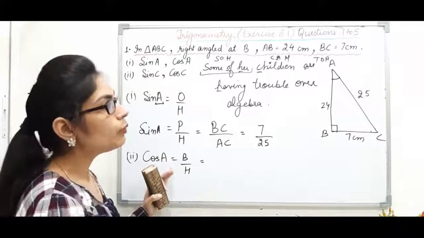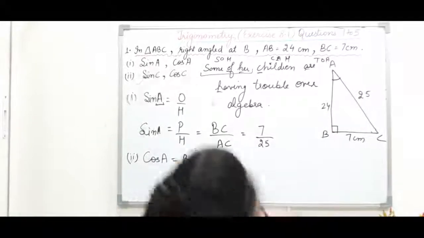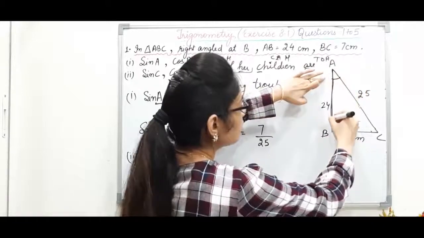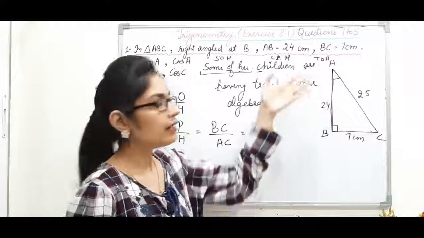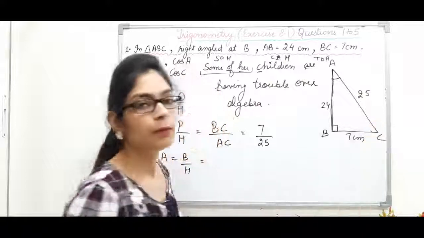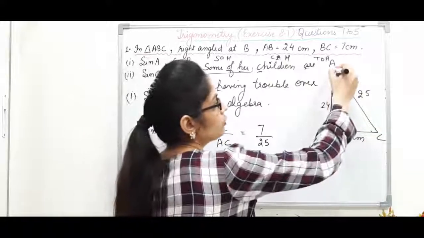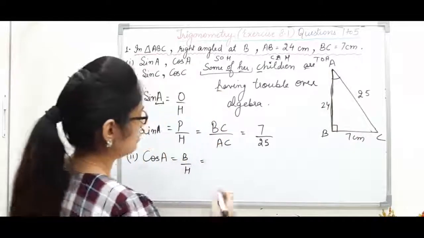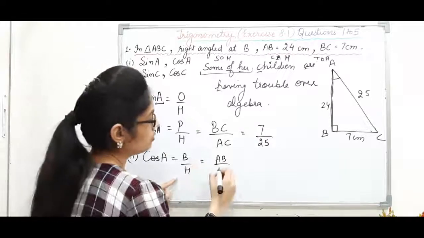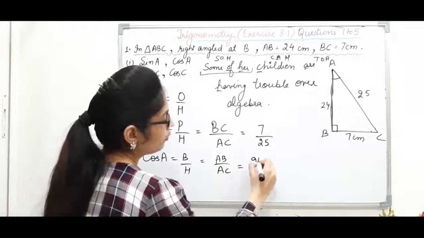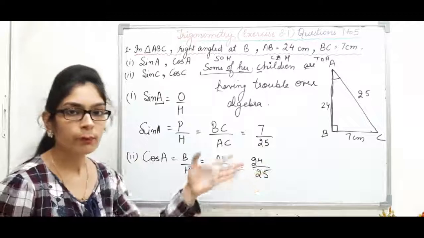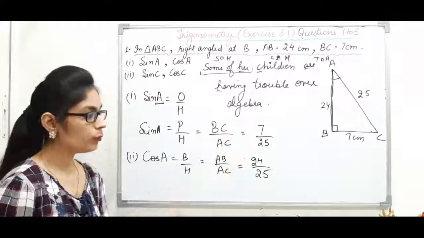Now with respect to A, because we have to find the value of cos A, which is the adjacent side? This is the adjacent side. Adjacent means near or next, which is just next to angle A. You cannot take that side because that is the hypotenuse. So this is the base, so B is AB with respect to angle A. Now H is the same, AC. So AB you can put the value 24 and AC is 25. So sin A is 7 by 25 and cos A is 24 by 25.